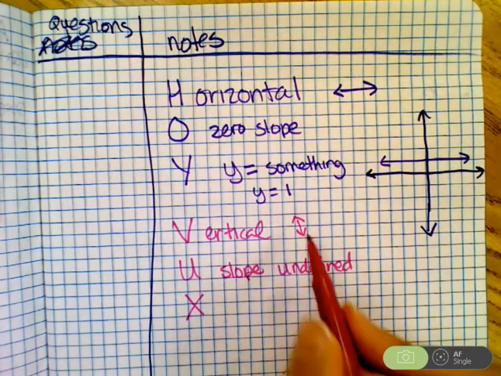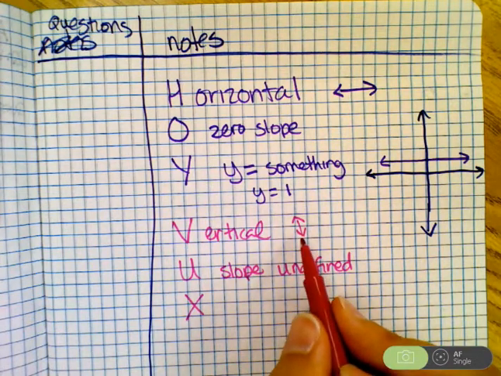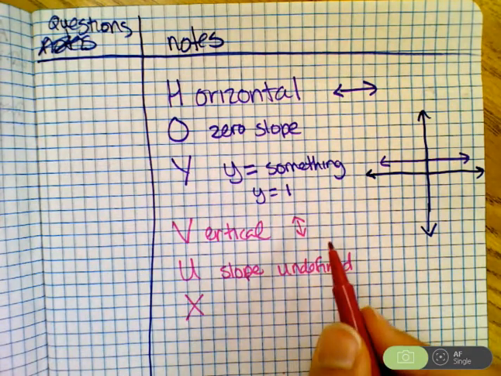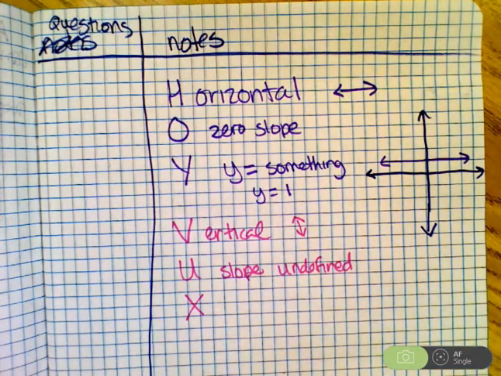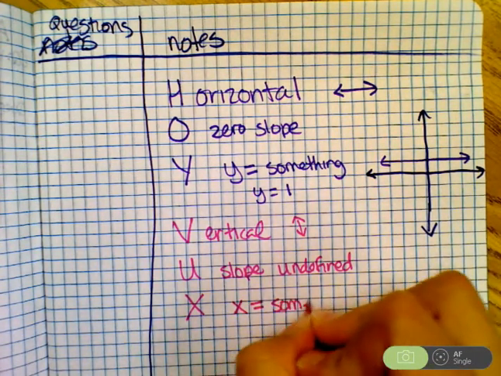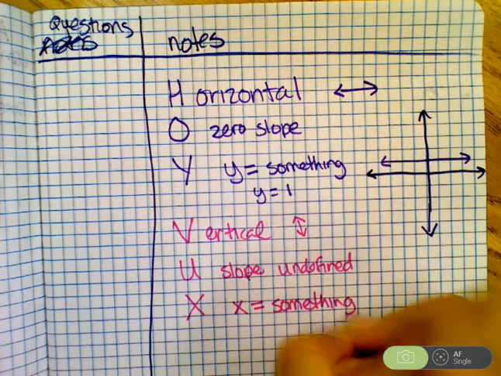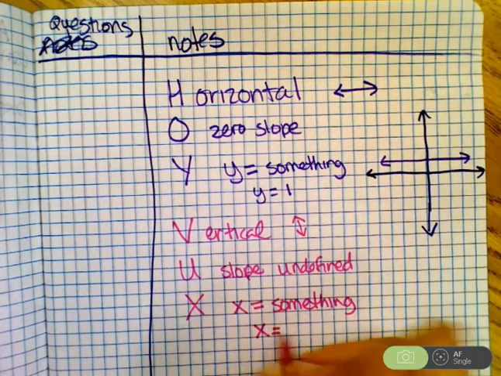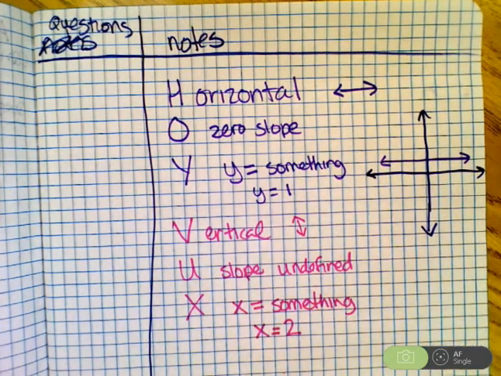And if you think about that, if your line's going straight up and down, you're going up, but you're never going over. So you can't have a slope that goes up and over anywhere. The equation is always x equals something. So for example, we could have x equals 2 as a vertical line.